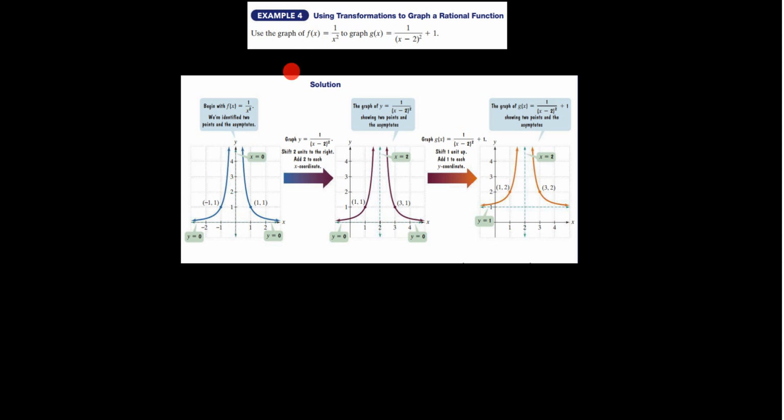And of course, the degree of my numerator is less than the degree of my denominator, so we have a horizontal asymptote here. All right, if we were to subtract 2 from the variable, we know that if we add or subtract from the variable, we make a horizontal shift. So we have a horizontal shift to the right 2 units, and then the last transformation you do every single time is a vertical shift, the +1, so we go up 1.